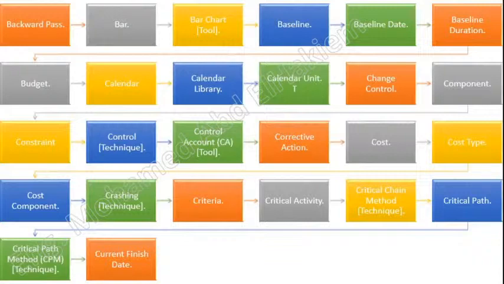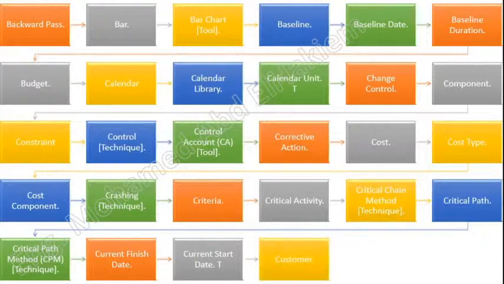Current start date. The current estimate of the point in time when a scheduled activity will begin, where the estimate reflects any reported work progress. See also scheduled start date and baseline start date, activity current start date, and project current start date.